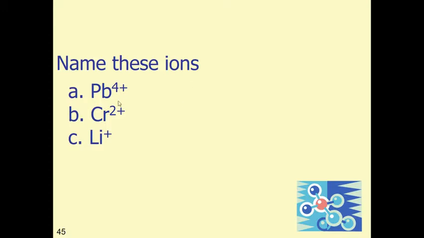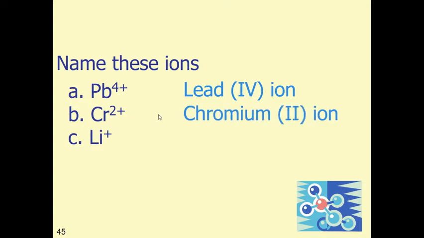Okay, welcome back. Pb4+. This is one of those p-block elements, so we're going to have to denote its charge in its name. This is lead 4 ion. This is a transition metal, and it's not one of the weird exceptions, so we also have to give its charge. That is chromium 2 ion. This is a monatomic cation, one of the representative elements. So that is just lithium ion.